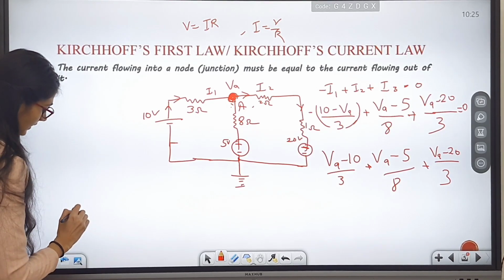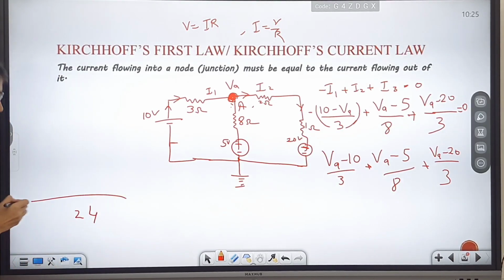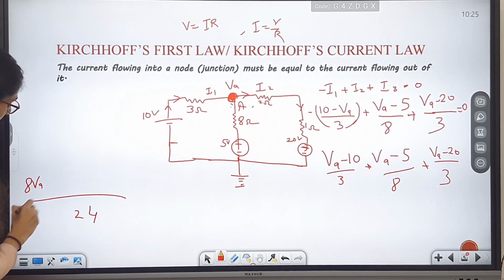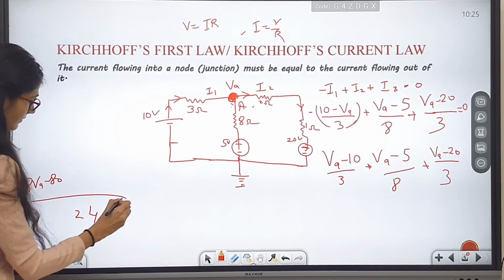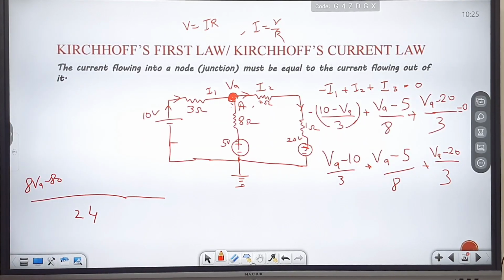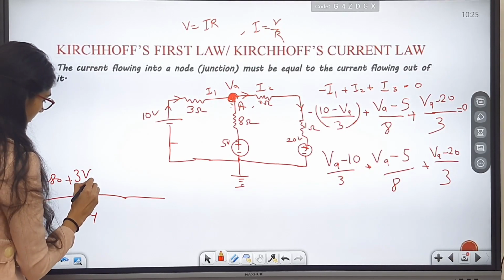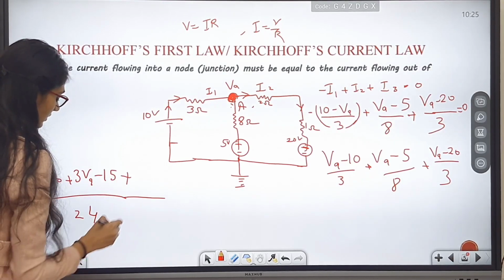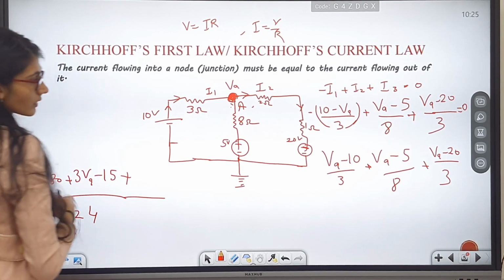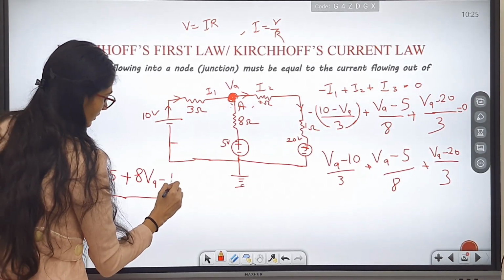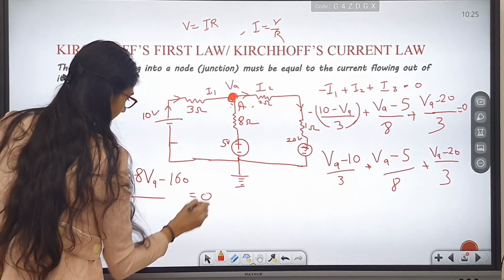So take the LCM: 8 VA minus 80, plus 3 VA minus 15, plus 8 VA minus 160 is equal to 0.